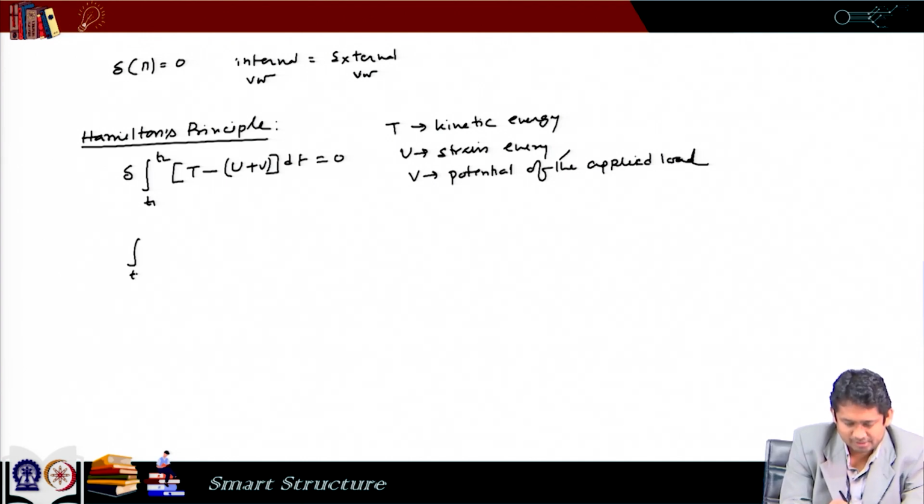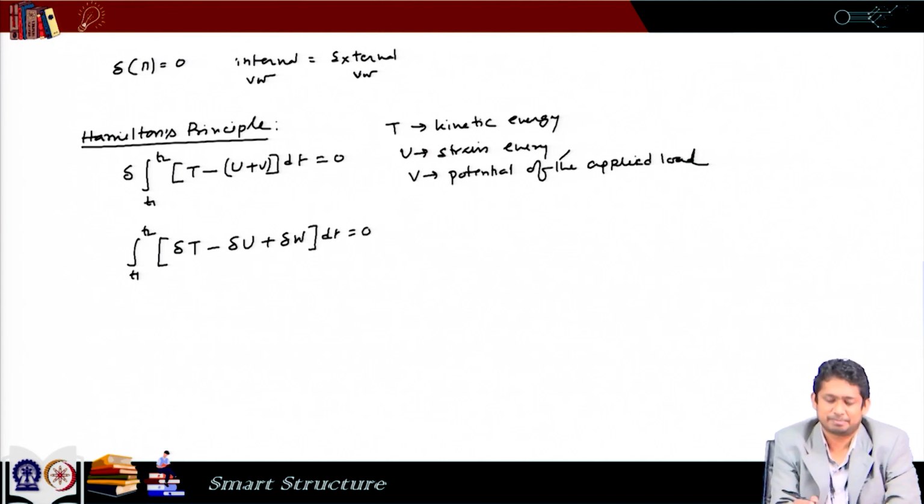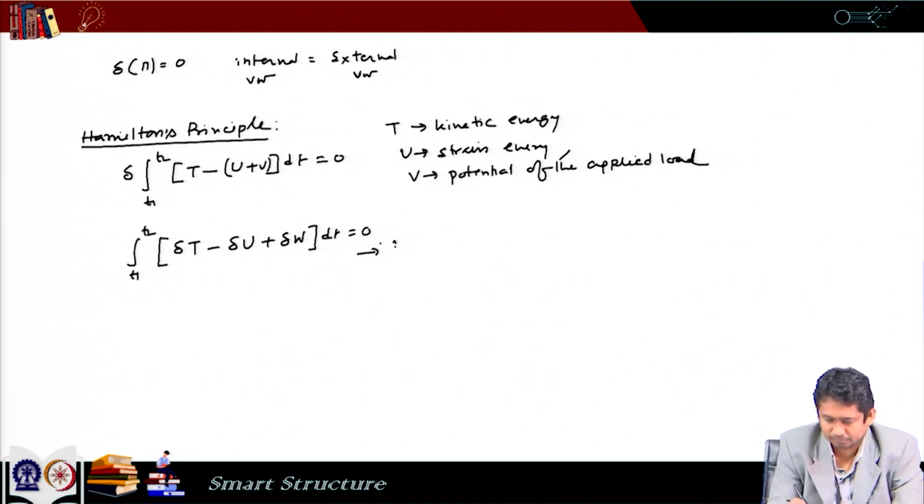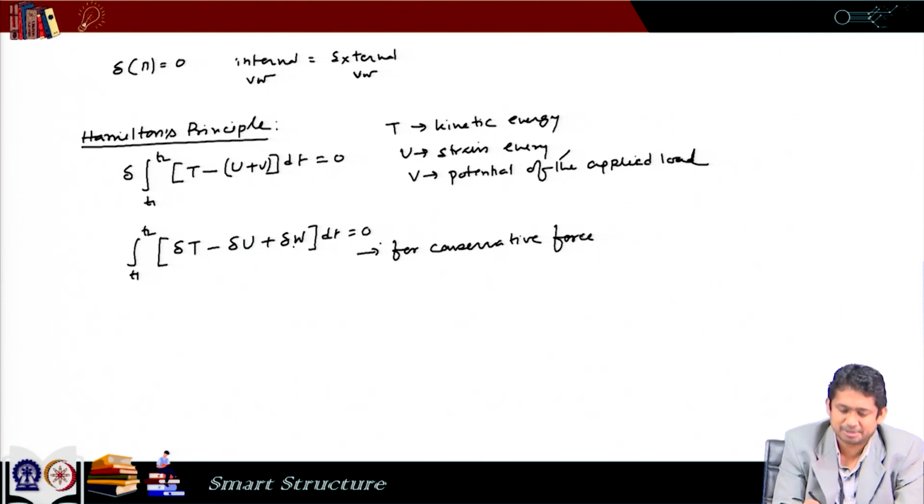This is also written as the integral between t1 and t2 of delta T minus delta U plus delta W, where our force is non-conservative. So, if the force can be derived from a potential V, we can write this, but if the force is non-conservative, then we cannot define a potential. In that case, we have to write it in this form.